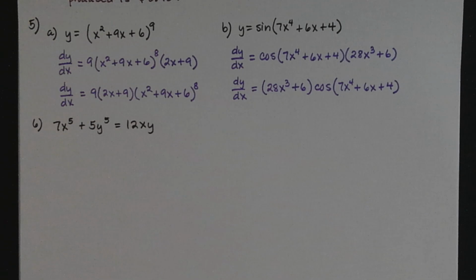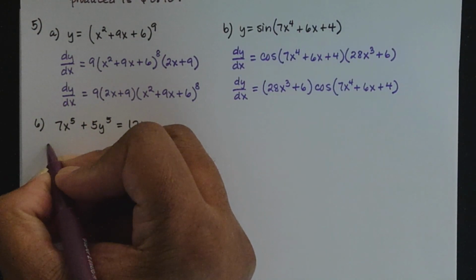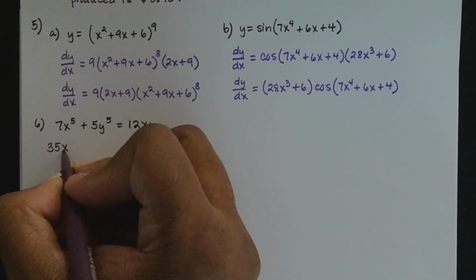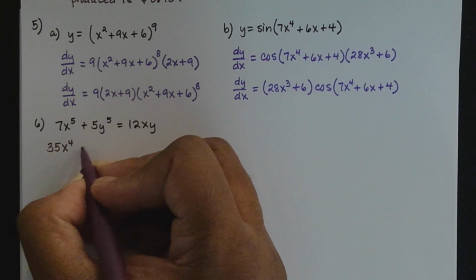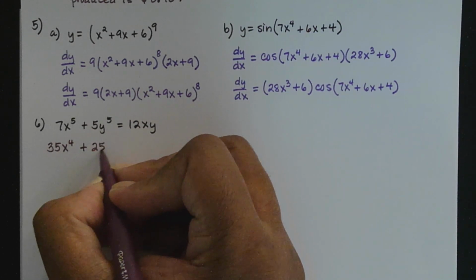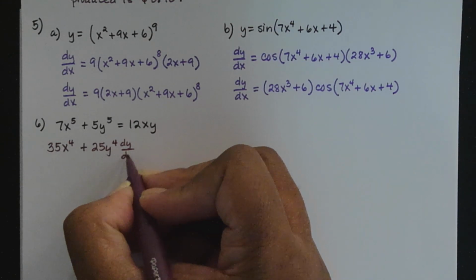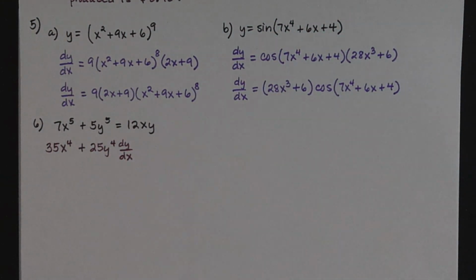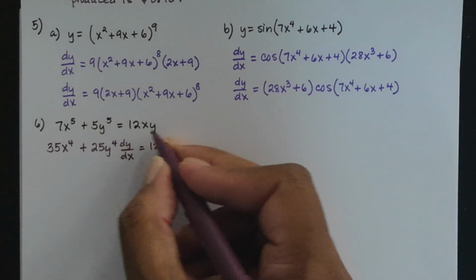So the derivative of 7x to the fifth will have to be, right, bring the 5 down, multiply by 7 is 35. Copy the x over to the 1 less power. Plus the derivative of 5y to the fifth, 25y to the fourth dy/dx. Because we're taking the derivative of y, we're assuming that y is a differentiable function of x, so we must include dy/dx.